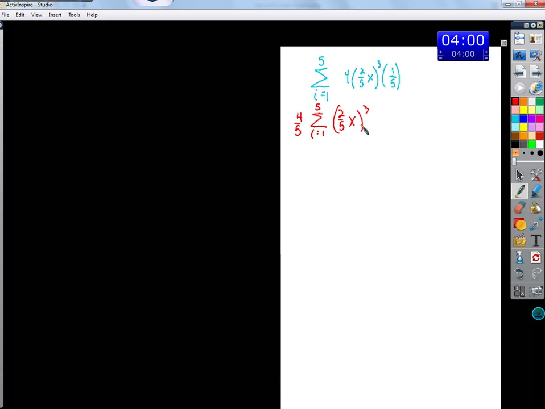Okay. Hey, you know what? We can do that a little bit more. We can actually just cube this out. 4/5, i equals 1 to 5. So 2/5 cubed is going to be 8 over 125 x cubed, if we just cube this out. So then we have a common factor of 8 over 125, so we can bring that out here. So we have 4 over 625, 32 over 625 times this sum.